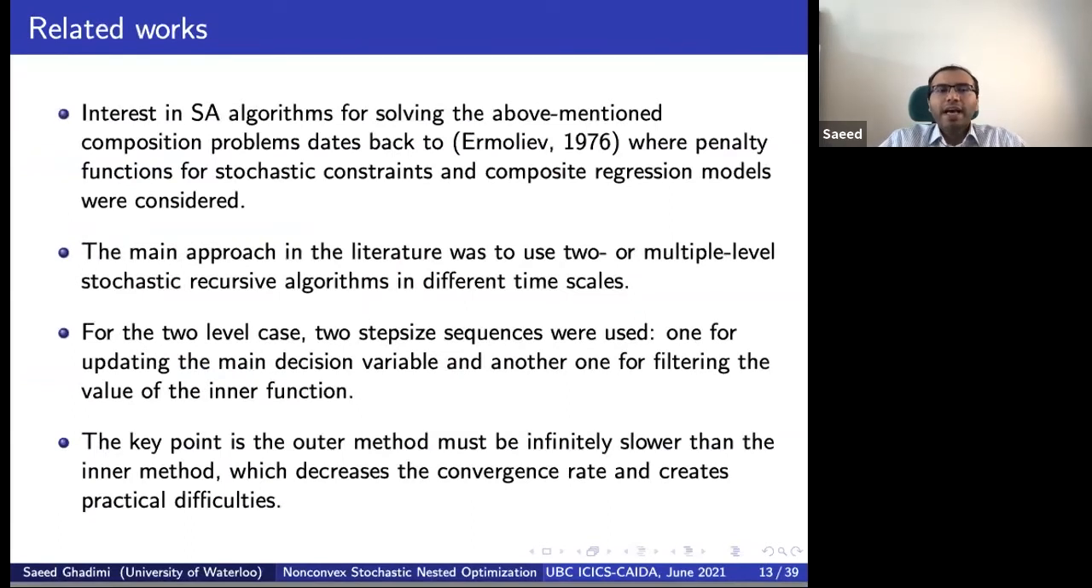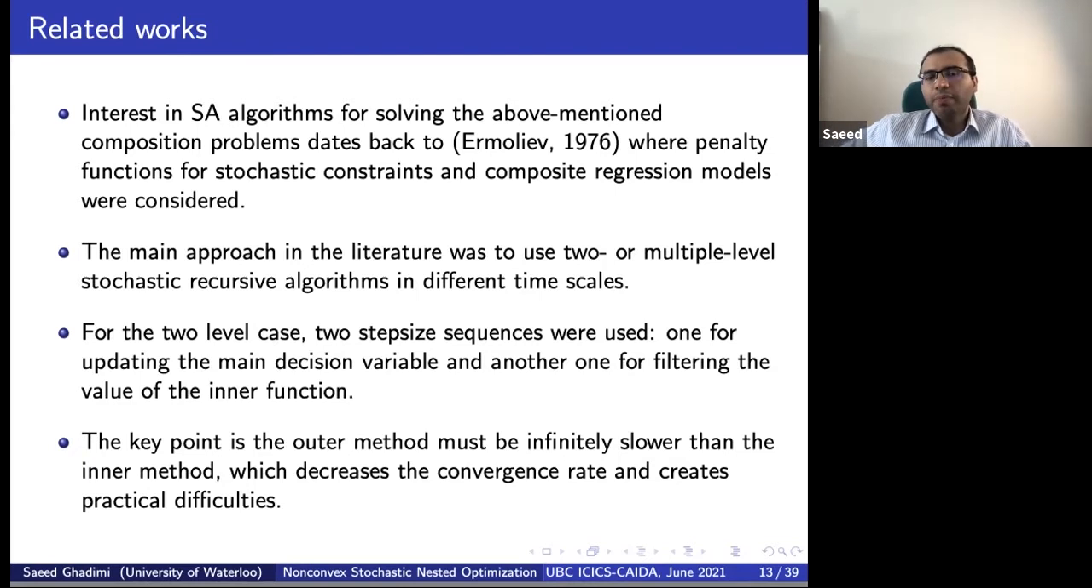Interest in stochastic approximation algorithms for solving these nested structure problems seems to date back to 1976, where for a problem with a stochastic constraint, people used a penalty term in the objective function. For example, you have a stochastic constraint, and you use the norm squared of that constraint in the objective function and penalize that. So in this case, you have a nested structure.